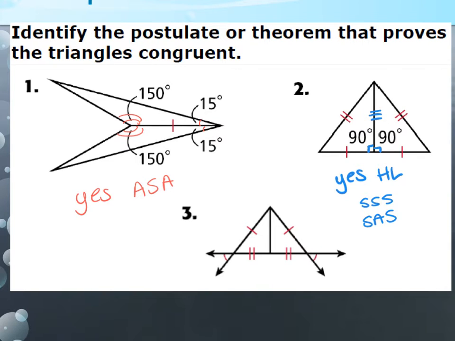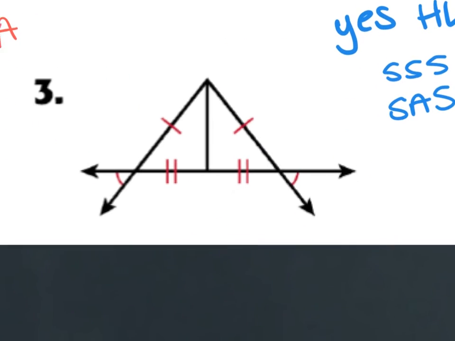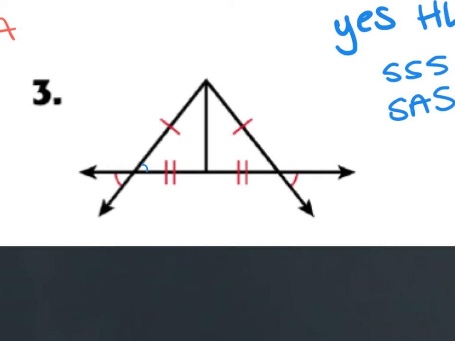Number three, you've got vertical angles. Side, angle, side. What else could it be if you prove the side? Again, side, side, side. Okay, can't be anything else, right? Because we can't do angle, side, side.